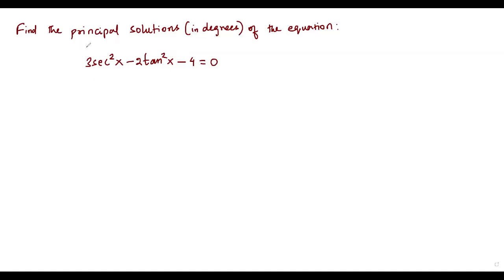What is meant by principal solutions? The angle measure I'm getting for x must be within the interval [0 degree, 360 degree). So when the angle measure for x is in this interval, it can be considered as principal solutions. Here in this interval, I have taken a square bracket on the left side and a parenthesis on the right side. That means the left side is closed, the right side is open. That is, 0 degree is included, but 360 degree is not included. So it can be written as 0 degree less than or equal to x less than 360 degree.